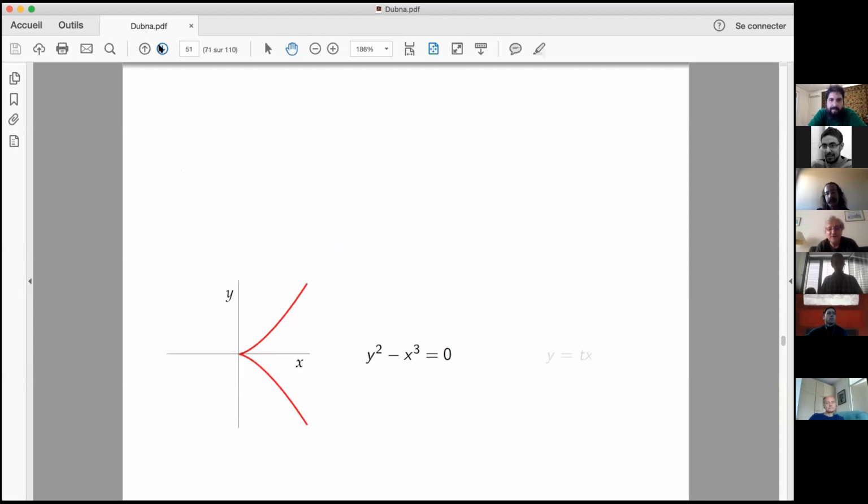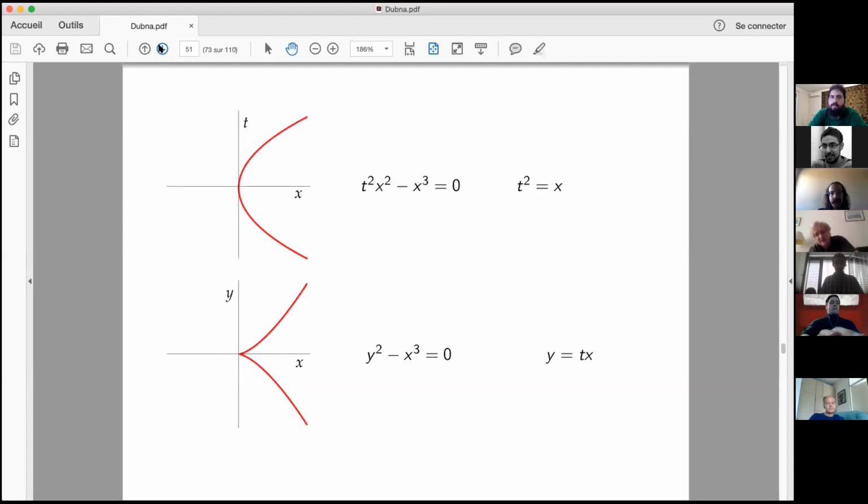And if you take, for example, our cusp, y squared is equal to x cubed, and if you look in polar coordinates, well, you have a similar thing: the curve which was singular at the origin, after looking in polar coordinates, becomes a parabola. So the curve was singular and it's not singular anymore.